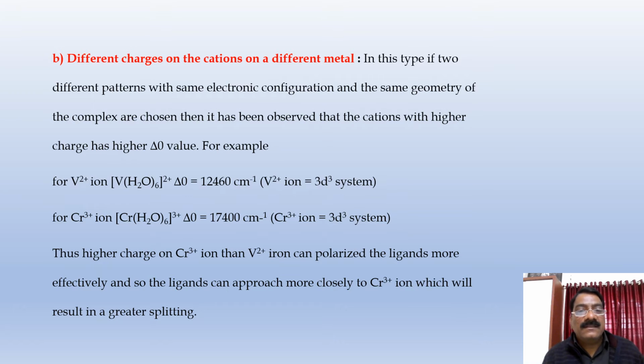Thus, the higher charge on the Cr ion than on the vanadium 2+ ion can polarize the ligands more effectively, so that the ligand can approach more closely to the Cr3+ ion, which results in greater splitting. That means a higher 10 dq value for the complex of Cr3+.